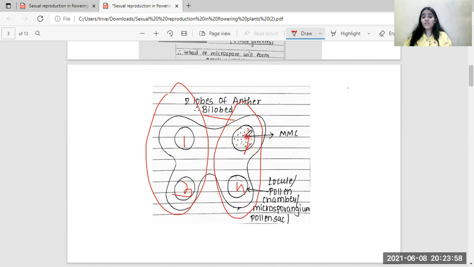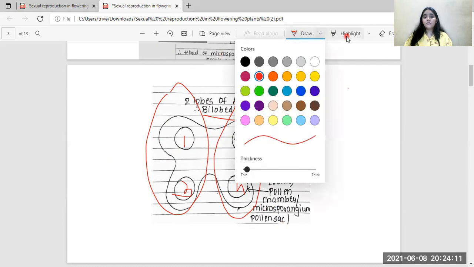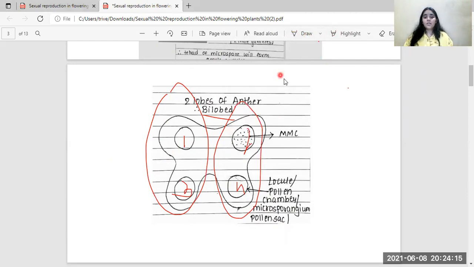Each microsporangium consists of MMC, microspore mother cells. A microsporangium is also known as a locule, pollen chamber, pollen sac, etc.